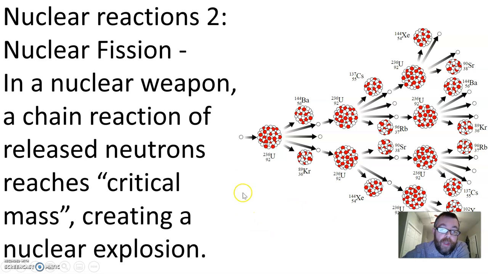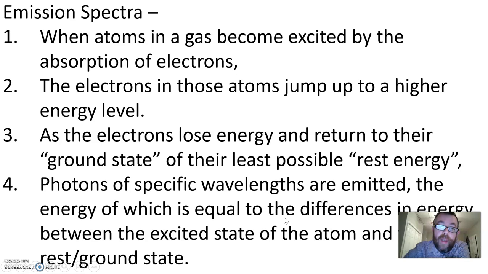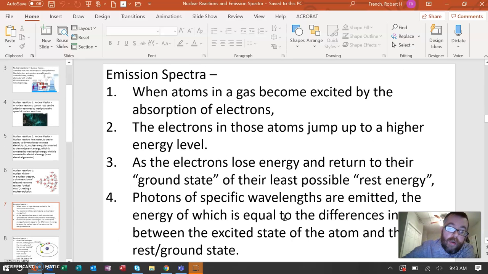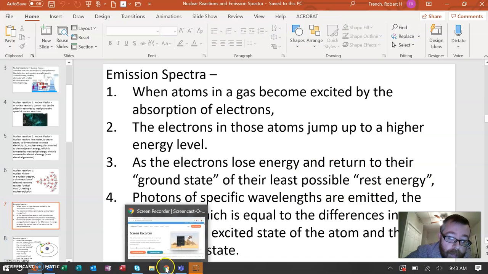In a nuclear weapon, a chain reaction of released neutrons reaches critical mass, creating a nuclear explosion. So one free neutron comes in here, splits this uranium into barium and krypton, and it releases some extra neutrons, which split more atoms of uranium, and these things keep splitting up into lighter and lighter elements, elements with smaller and smaller atomic masses. All right, so let's talk about the calculations you've actually got to do.